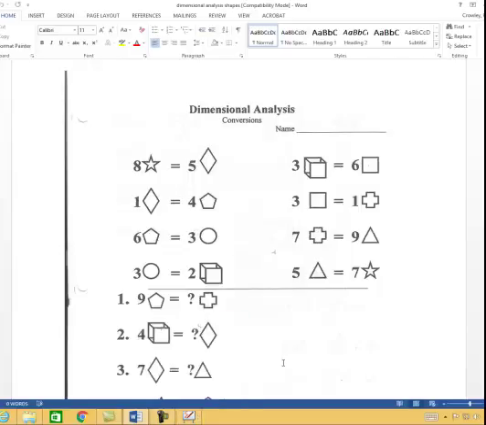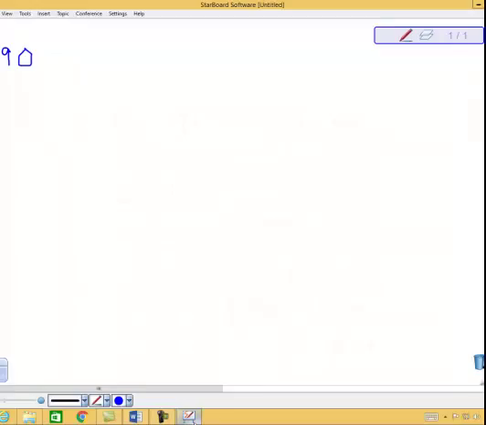Alright, here's the best part. It doesn't matter which one you choose or which path you choose to get to the plus sign. Either way, you're going to get the same answer. Super cool. Alright, so I'm choosing to use the conversion factor that 6 pentagons is equal to 3 circles.